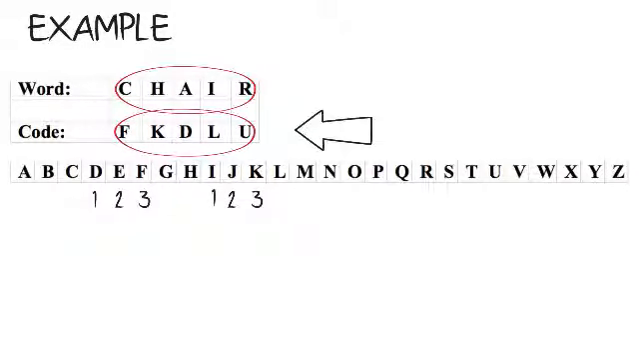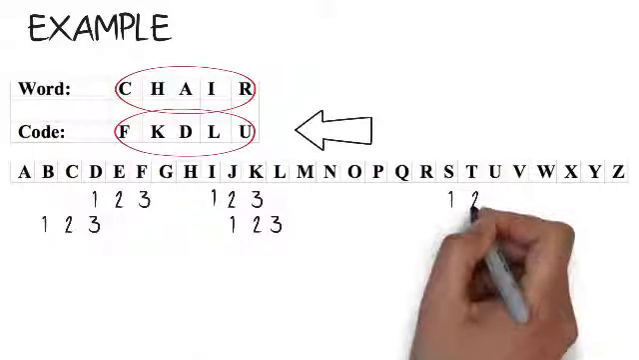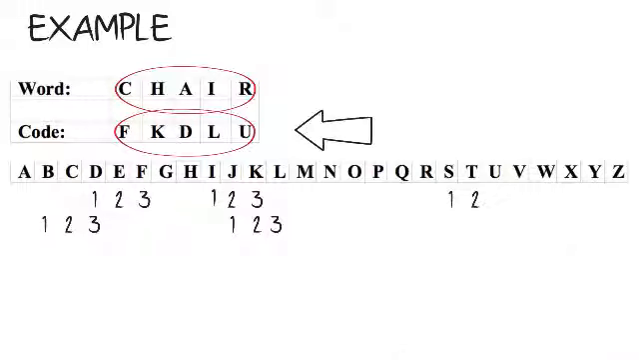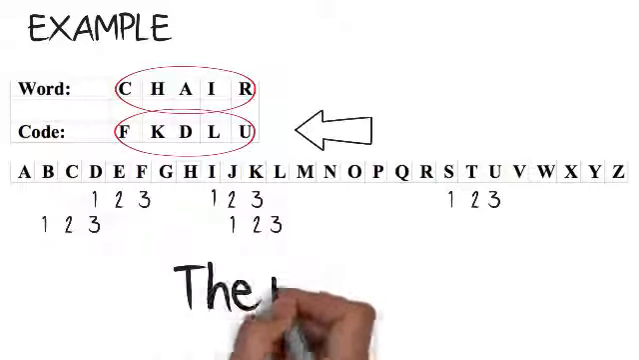The second letter is H, and if you count on 3 letters, it is K. The third letter is A, and counting on 3 letters, it becomes D. The fourth letter is I. Counting on 3 letters gives us L. The final letter is R, and by counting on 3 letters, it becomes U. This means the rule is +3.